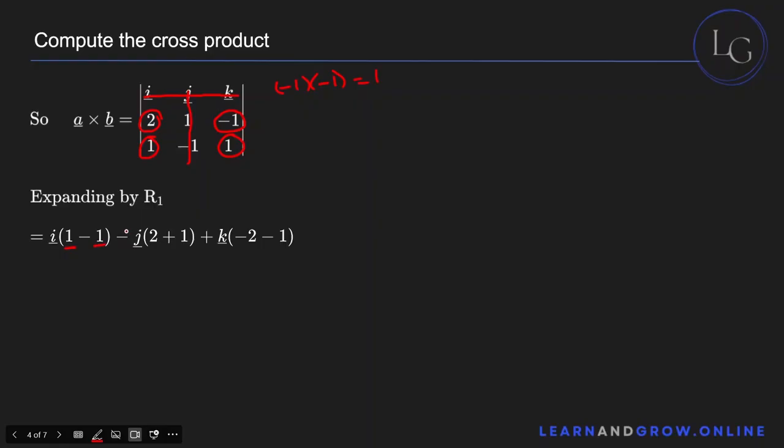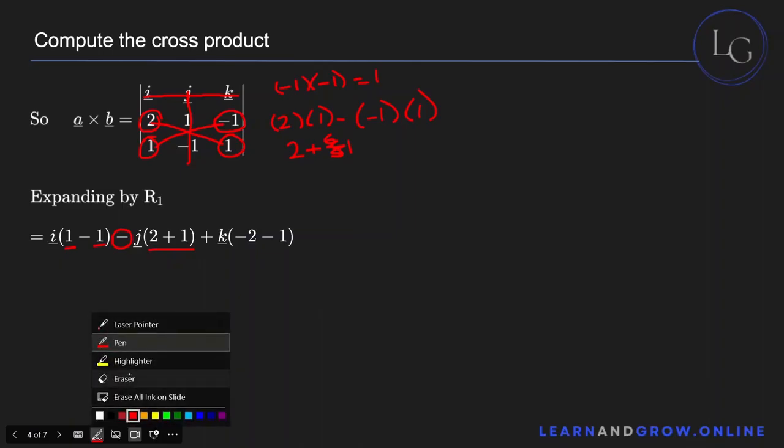Now the j term will have a negative sign because that's just convention, and it will be multiplied with the same rule, right? So 2 into 1 minus negative 1 into 1, which gives you 2 plus 1. And that's exactly what you've done here.